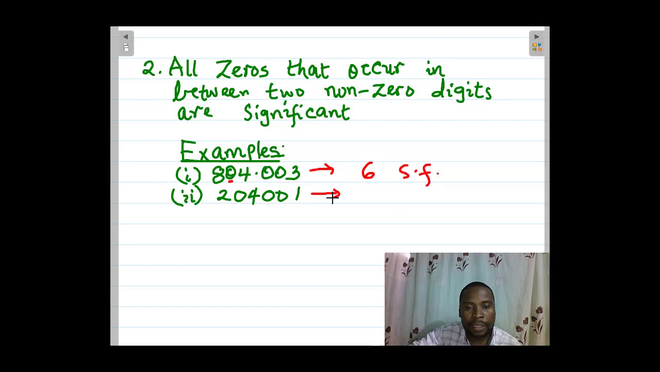The same way, this zero is standing between 2 and 4. This zero is significant. This zero is also significant. This zero is significant. The other ones are non-zeros, so by rule 1, all non-zero digits are significant. This is also 6 significant figures. Beautiful.